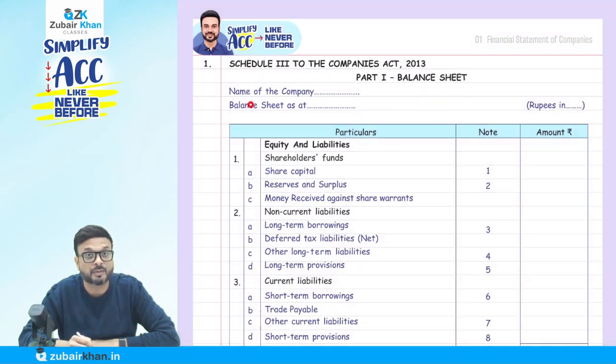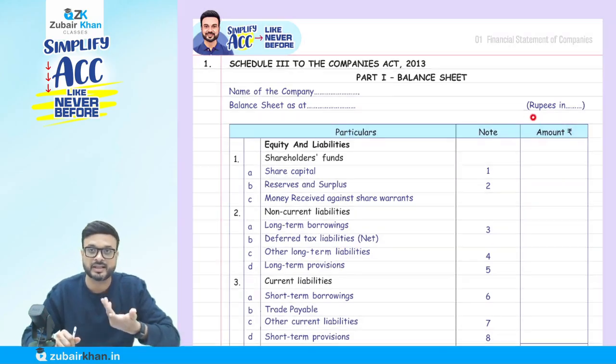We will write down the name of the company, the entity for whom we are doing accounting. Then we will write down the balance sheet as at which date, the date of the balance sheet. And here we write rupees in, as it might be figures in thousands or in lakhs. We have to write it down.